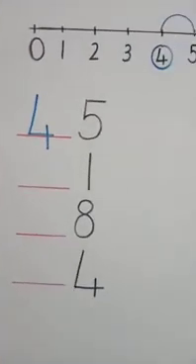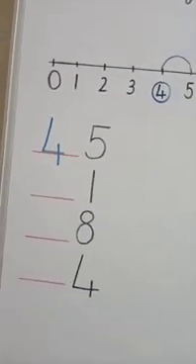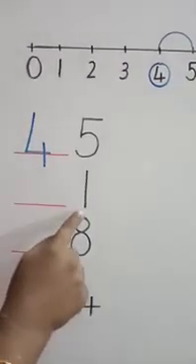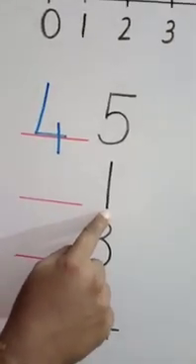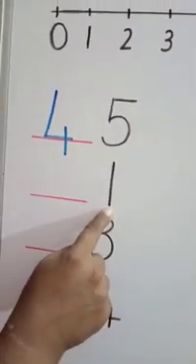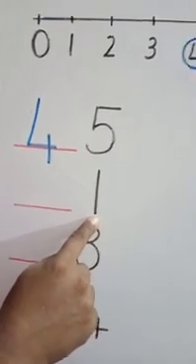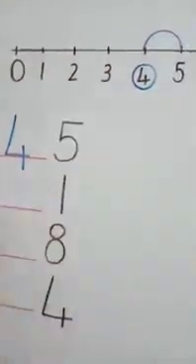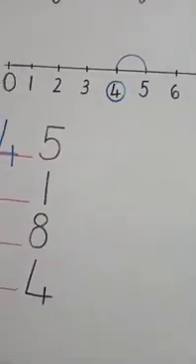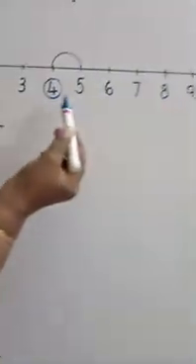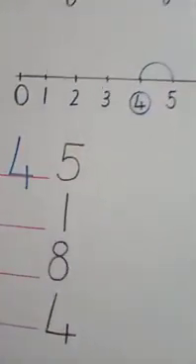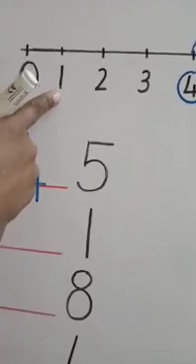Got it, children? How you get the before number? Now let's look at the next number. Which number is this? Number 1. Very good. Now we are going to search for number 1 on our number line. Where is number 1? Can you tell me? Yes, I found my number 1. This is my number 1.